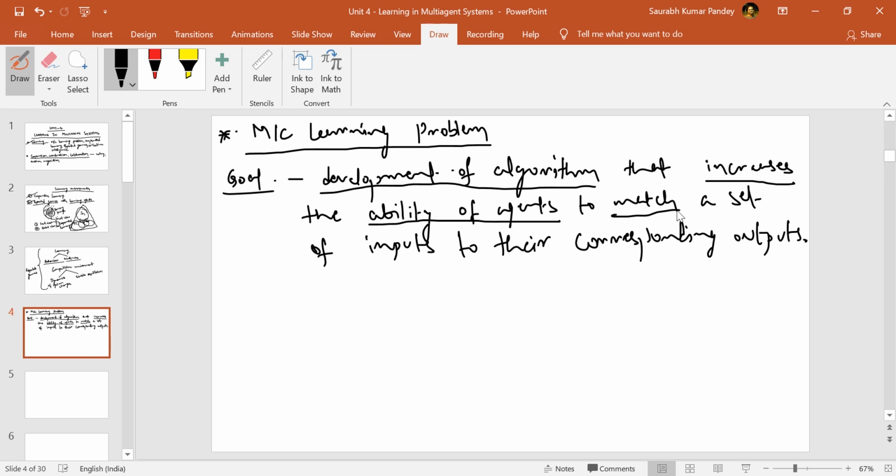What did I say? If the dynamics of the system or the environment changes, or the real world scenario changes, your algorithm should not be for a particular environment only. Your algorithm should be developed in such a way that it tries to increase the ability of a particular agent. Why is that ability required? Because if a given set of input is given, we always want a certain output to be received from that particular machine. It's a simple thing.